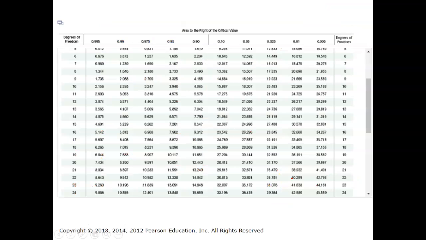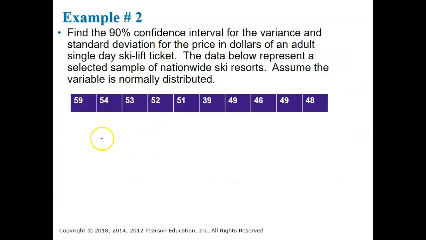If I look at my chart here, I have degrees of freedom of 9, and we said that we're going to use 0.05 and 0.95, so here and here. So we're going to use 3.325 and 16.919. Those are the two critical values that we'll be using. So we're ready to go ahead and put this all together. We'll have n minus 1 times s squared over chi-squared right, and n minus 1 times s squared over chi-squared left.